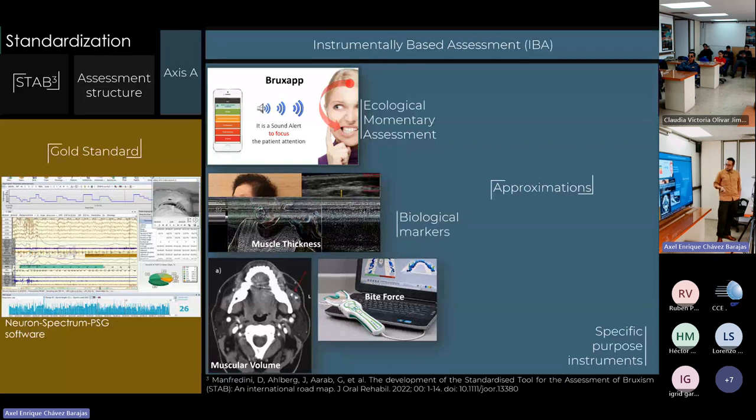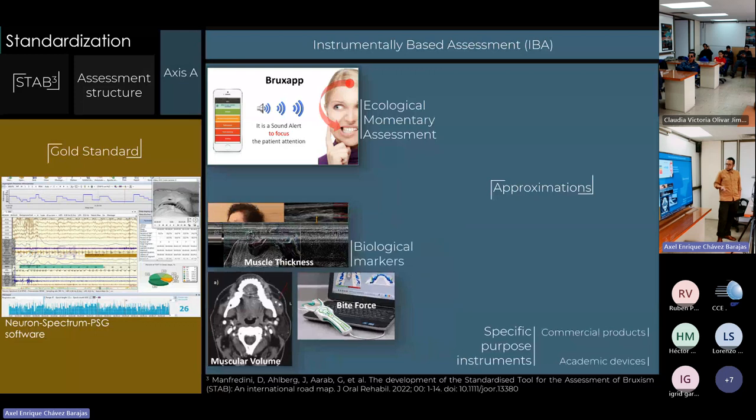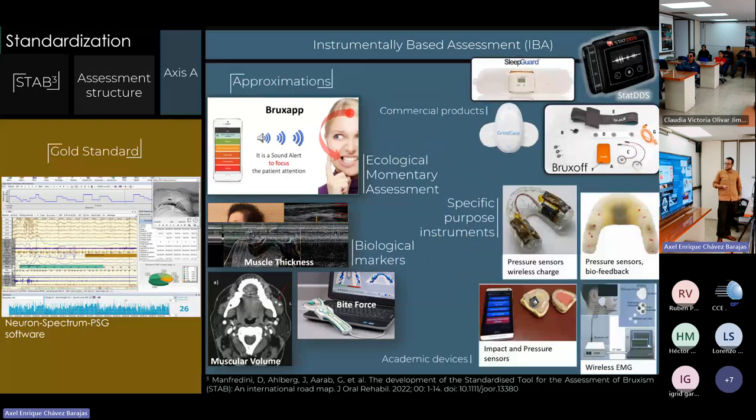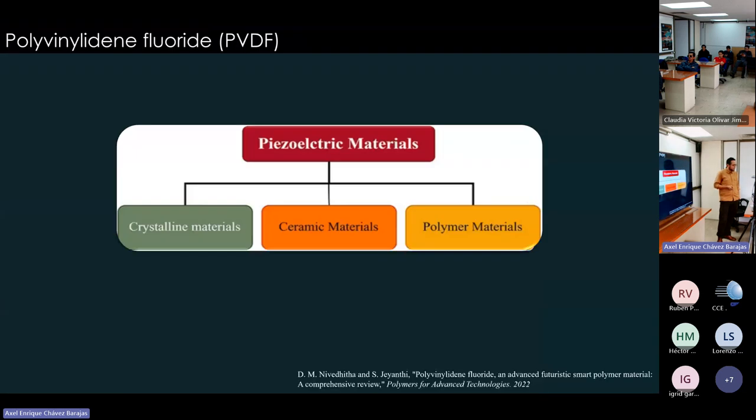The last category is specific purpose instruments. This is a whole kind of devices designed to monitor, to detect events, or to generate stimuli. It is a whole kind of devices, commercial and academic. The proposal we are generating is in this aspect.